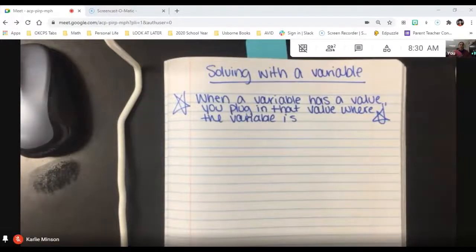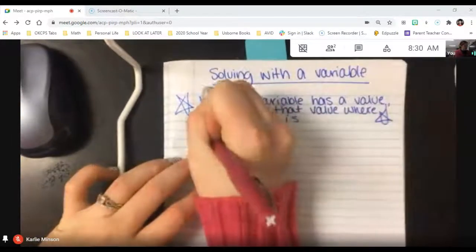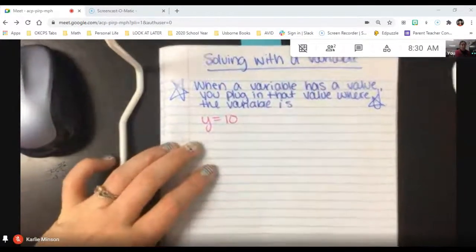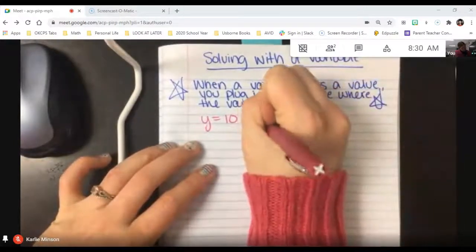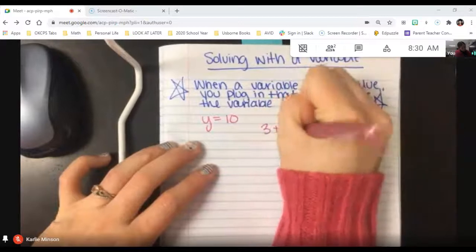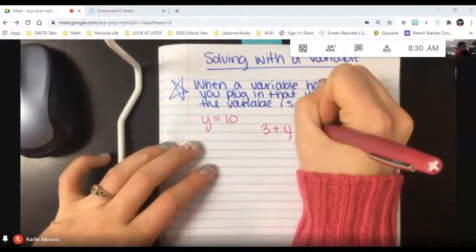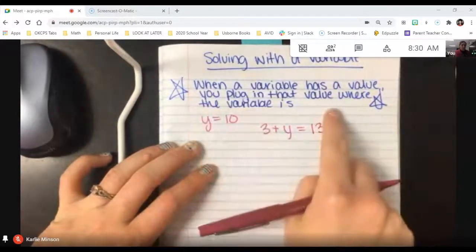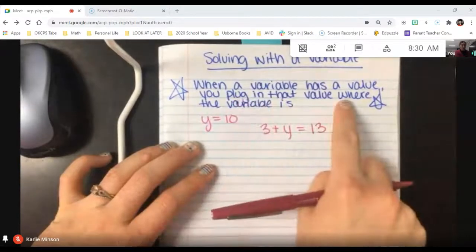All right, we're going to be working on solving with a variable. The one thing we need to know is when a variable has a value, you plug in that value where the variable is. Okay, so what that means is if our variable is y and y equals 10, and we have an equation that is 3 plus y equals 13, with this golden rule, we know to plug in that value where the variable is.